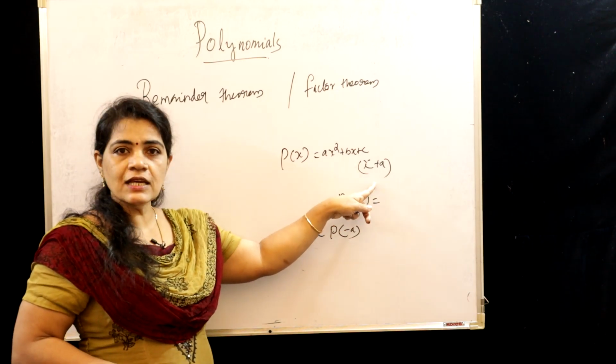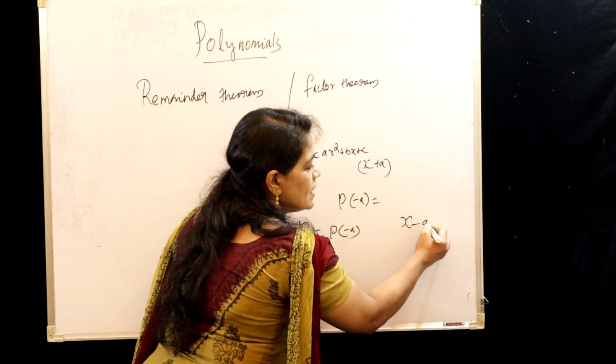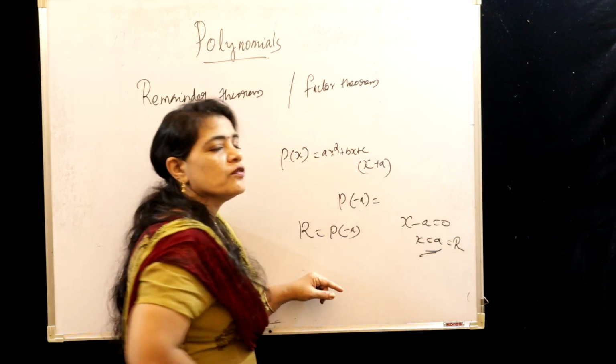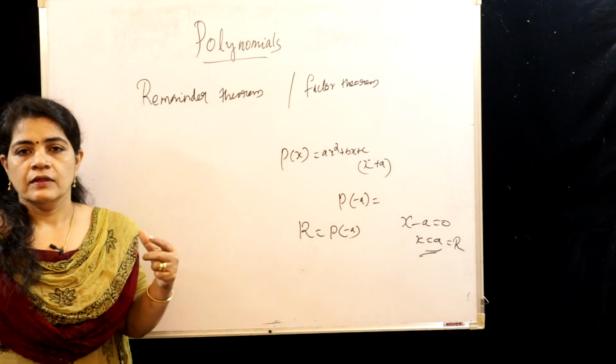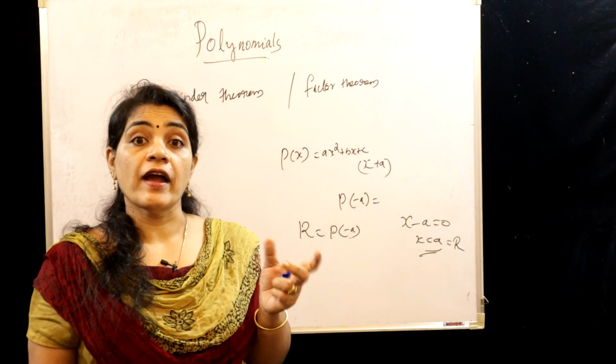If you are dividing that polynomial by x minus a, equal to 0, so x is equal to a, then p of a is the remainder of that p of x. That is very clear, children? And from this we can easily explain what the factor theorem is.